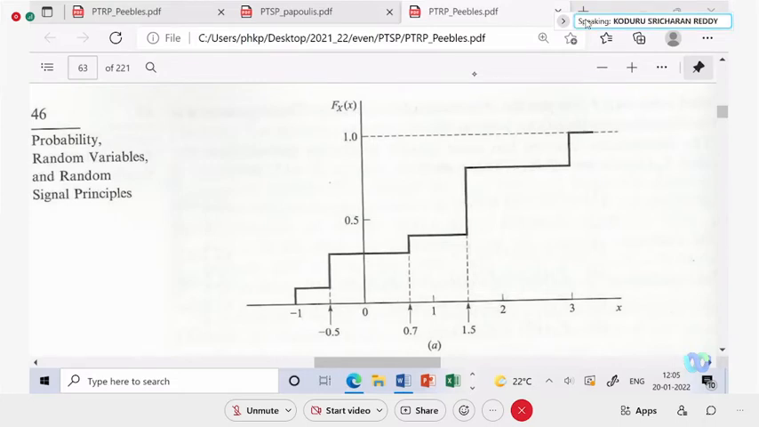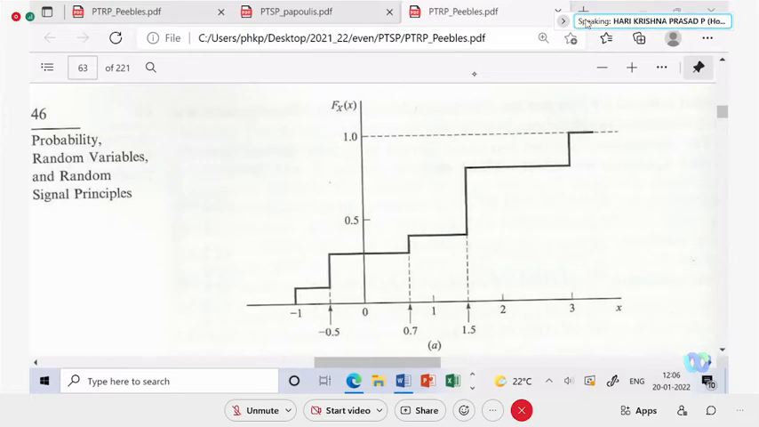What information do we get from this graph? We have the x-axis, the values of the random variable: minus 1, minus 0.5, 0, 0.7, 1.5, and 3 are the random variable values. Very good. In other words, the minimum value the random variable takes is minus 1. Maximum value the random variable takes is 3. How do I know that? At x equal to 3, the value of the distribution function has become 1.